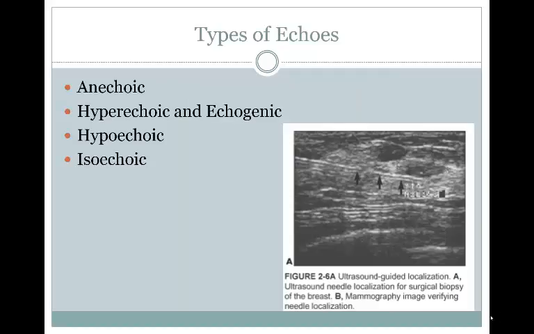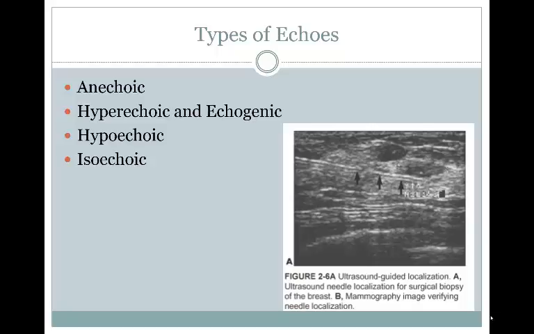Let's talk about echoes. Echoes are sound waves passing through water and tissue that produce reflections. If a structure is anechoic, it means it's echo-free. For example, water has a good transmission of sound waves. It produces no reflections, so it appears dark on the screen. Whenever you have structures that are fluid-filled, like cysts or the bladder, they appear dark.